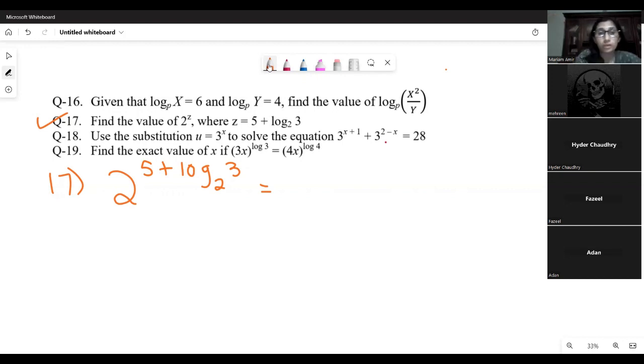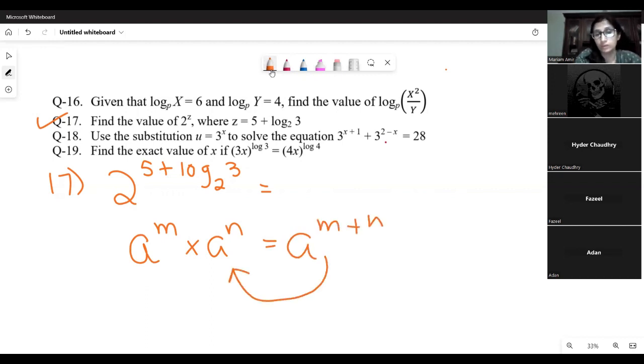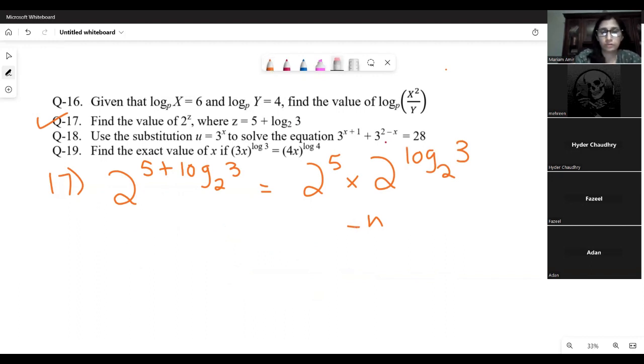We'll first use this property a^m times a^n equals a^(m+n), but we'll use it in reverse. So we have 2 power 5 times 2 power log base 2 of 3. Okay, that's the first step. Next, we know what 2 power 5 is. 2 power 5 is 32.